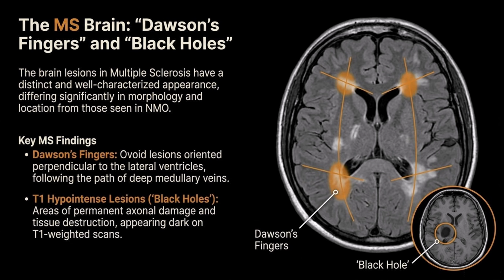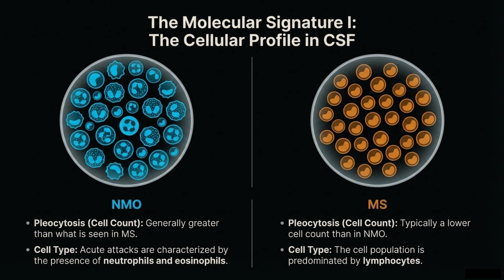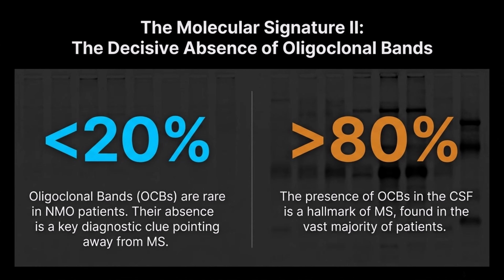tissue destruction. Finally, let's discuss the investigations involving cerebrospinal fluid, or CSF findings. In NMO, pleocytosis, which is an increased cell count, is generally greater than what is seen in MS. When we look at the specific cell types, acute NMO cases show the presence of neutrophils and eosinophils, whereas in MS, lymphocytes predominate.